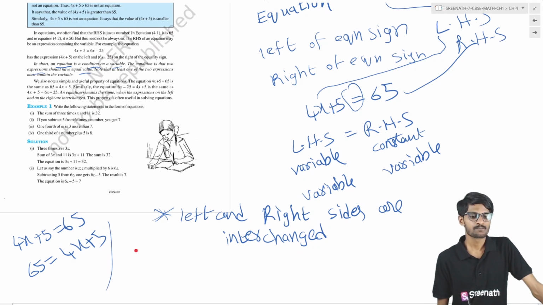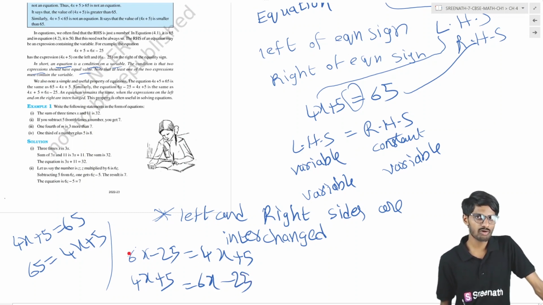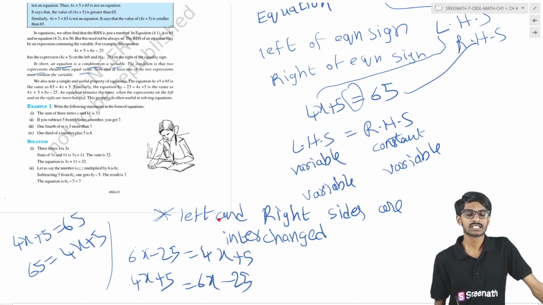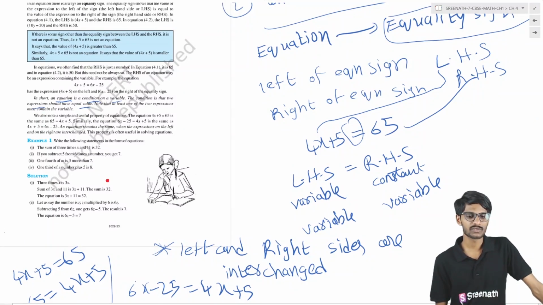And in the same way, 6x minus 25 is equal to 4x plus 5. This is one equation. It has expressions with variables on both sides, so we call them the two expressions. And this is similar to 4x plus 5 is equal to 6x minus 25. So even though you have interchanged the left hand side and right hand side, there will be no change in the equation. The equation is the same. So that is about the equation.